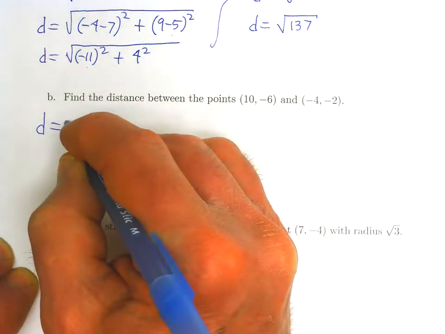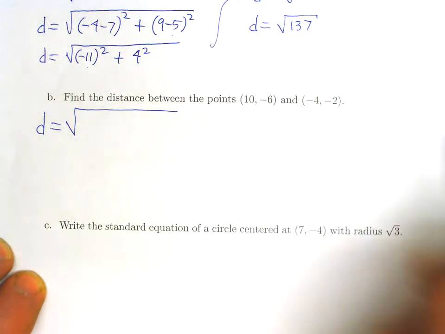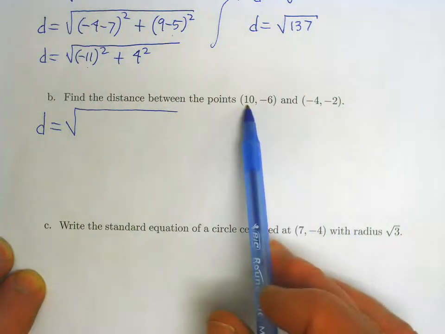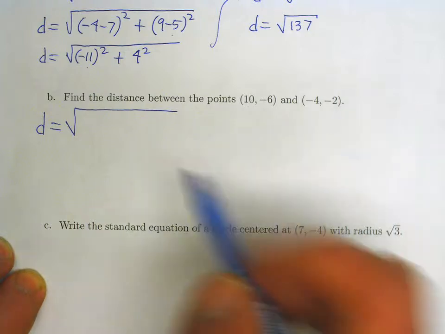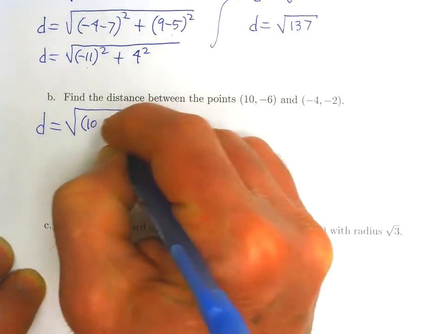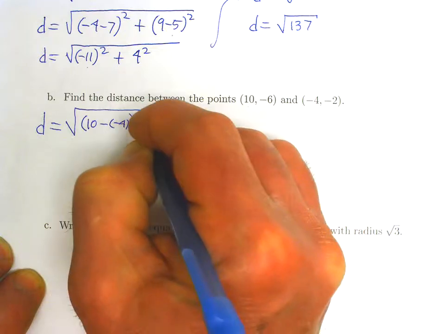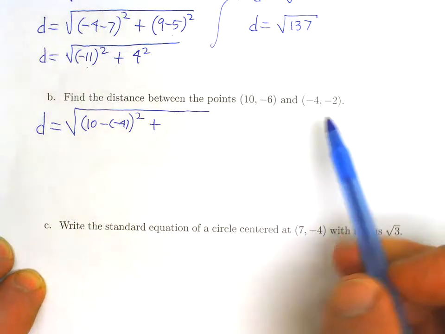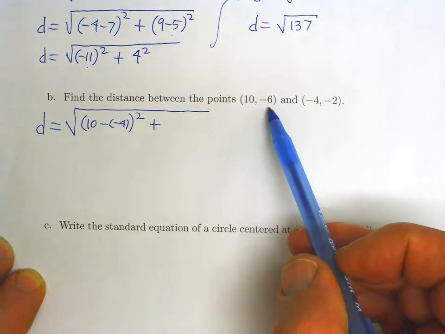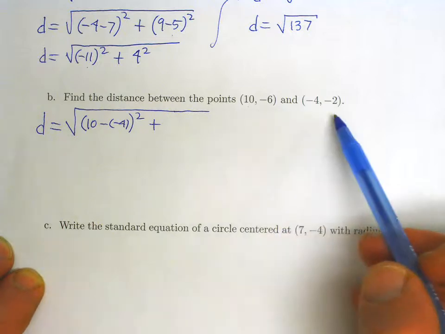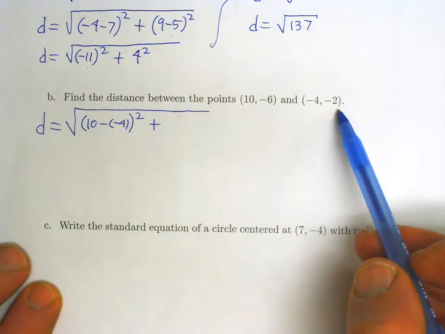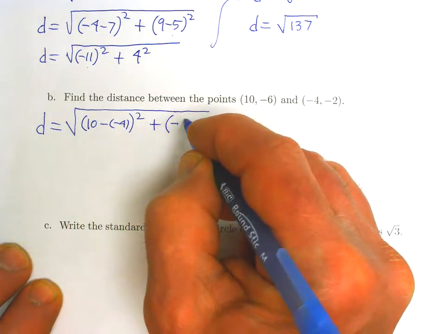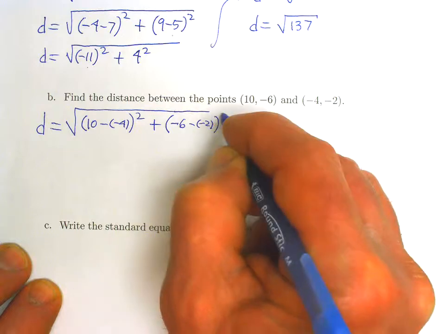Okay, so the distance is the square root of some stuff. So let's focus on the x-coordinates. This x-coordinate is 10, the other one is -4. So inside the square root, we have 10 minus the number -4, quantity squared, and then plus something else. Now we focus on the y-coordinates. This y-coordinate is -6. The other y-coordinate is -2. So inside the square root, we have plus the quantity -6 minus -2, quantity squared.